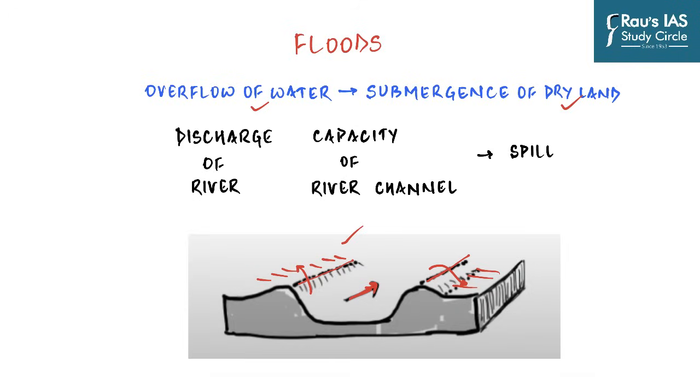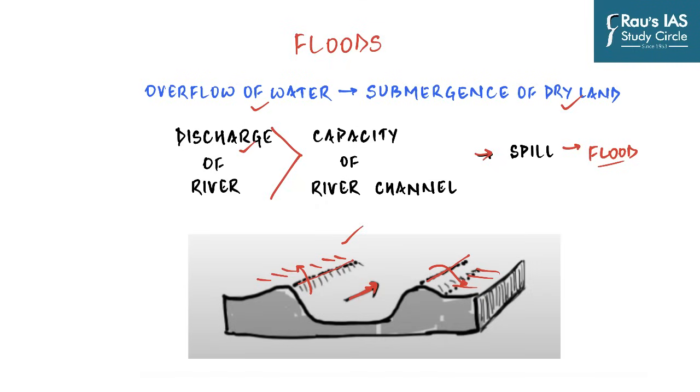And why does that happen? Now river is just like a pipe. You can imagine a pipe with a fixed capacity to hold water, which is also known as discharge of the river. So when the discharge of the river overshoots the capacity of the river channel to accommodate that water, then you have a condition of spillage which is also known as flood. Okay, so I presume that all of us now understand what a flood or a flood-like situation is.